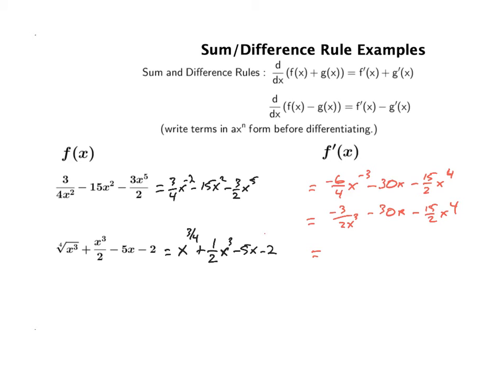So 3/4, x to the 3/4. That's going to be 3/4 x, and what's 3/4 minus 1? That's negative 1/4. And then my next term, 1/2 x cubed, 3 times 1/2, that's going to be 3/2 x squared, and then minus 5, and then the derivative of 2 is 0. So that's going to be 3 over 4. We could write that as the 4th root of x plus 3/2 x squared minus 5.